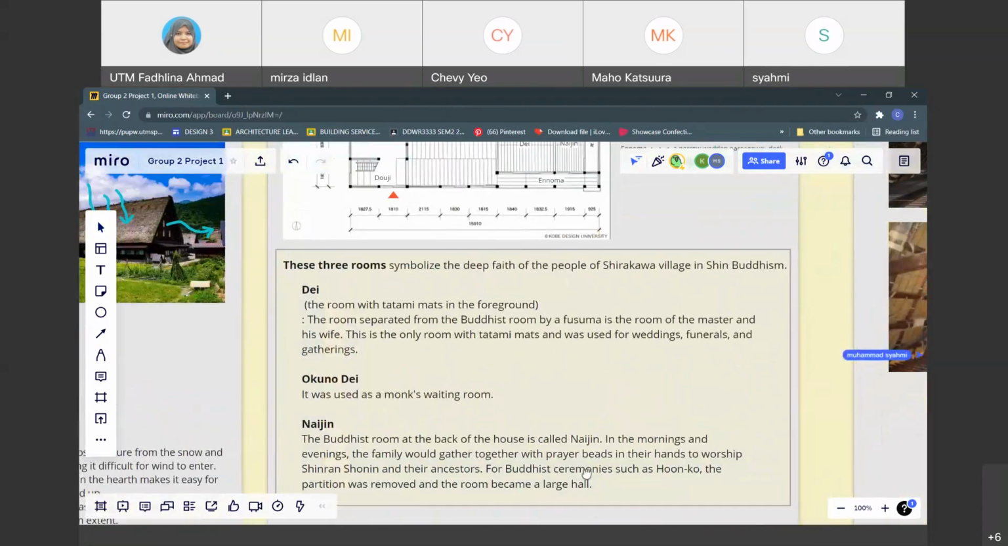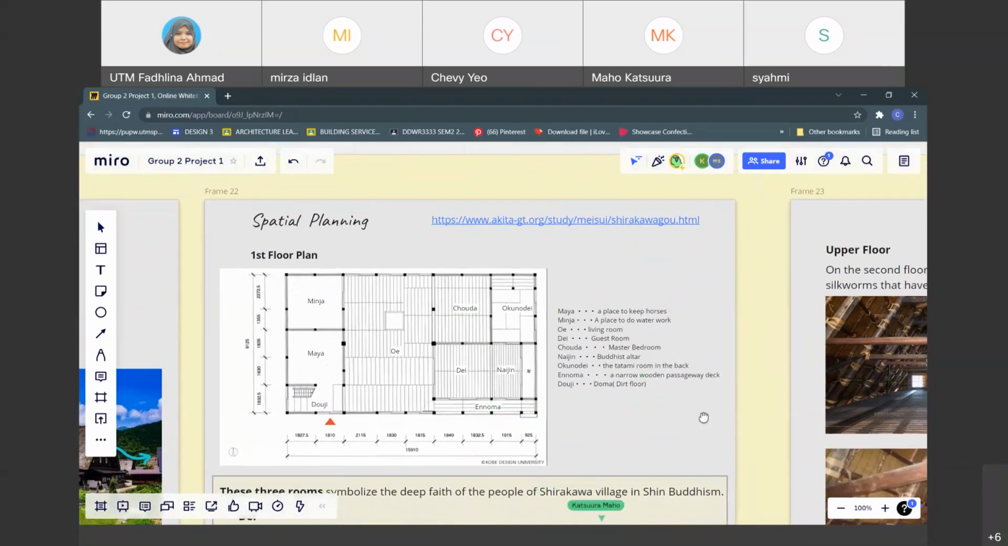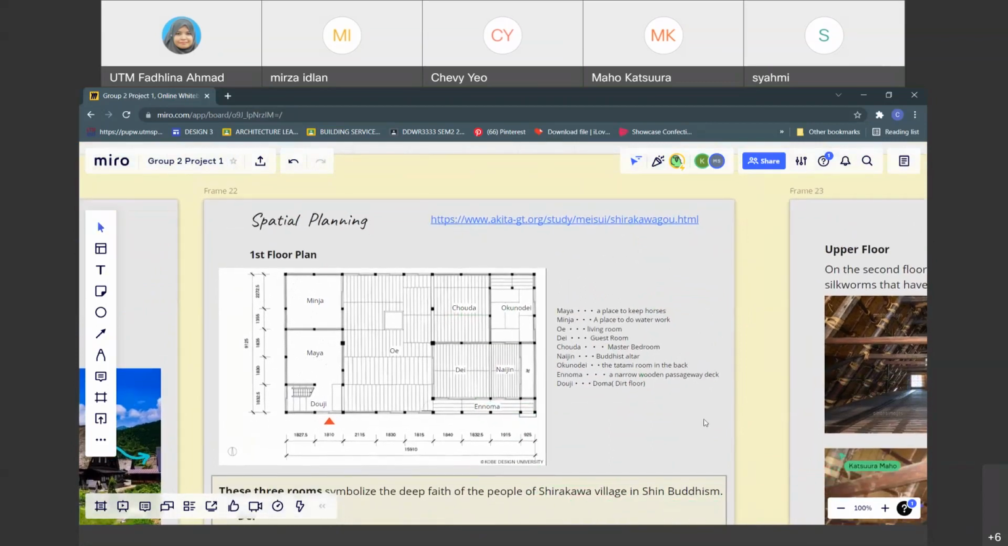Next, please. I will explain about spatial planning. This is the one that I've talked about before, because you were talking about the spatial arrangement, right? So this is the spatial, I mean the spaces on the floor plan. Okay.